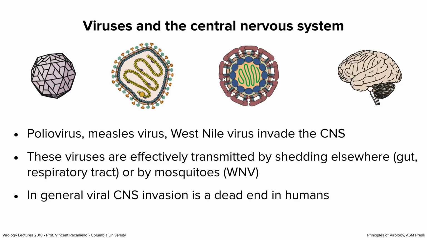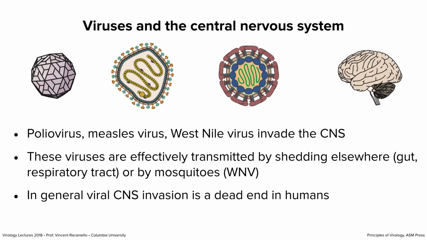Today we have talked about a few viruses that get into the central nervous system. Poliovirus, Measles virus, West Nile virus. They all have a phase where they can get into the CNS, but I think as you've seen, it's pretty rare. And most of the infection leads to other kinds of symptoms by the viruses replicating elsewhere. My feeling is that viral invasion of the CNS is a dead end. It's completely irrelevant to the biology of the virus.